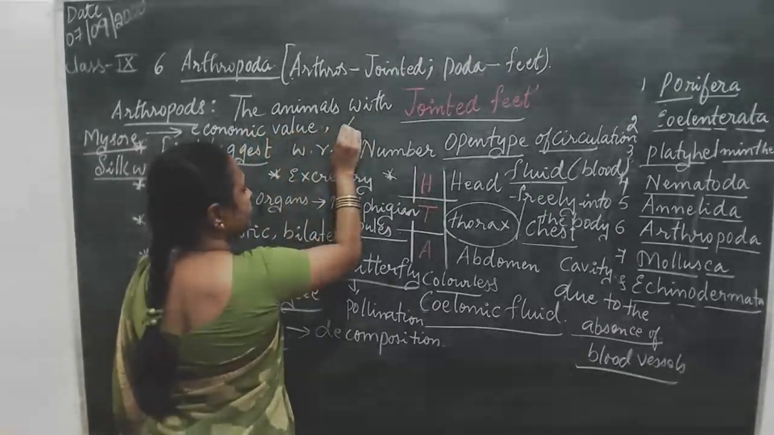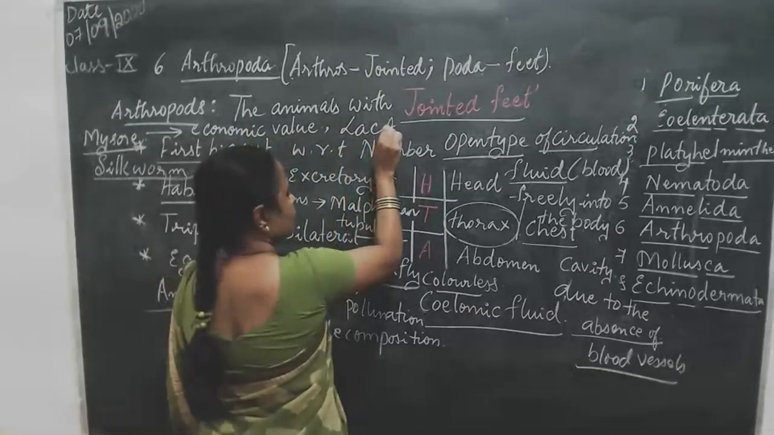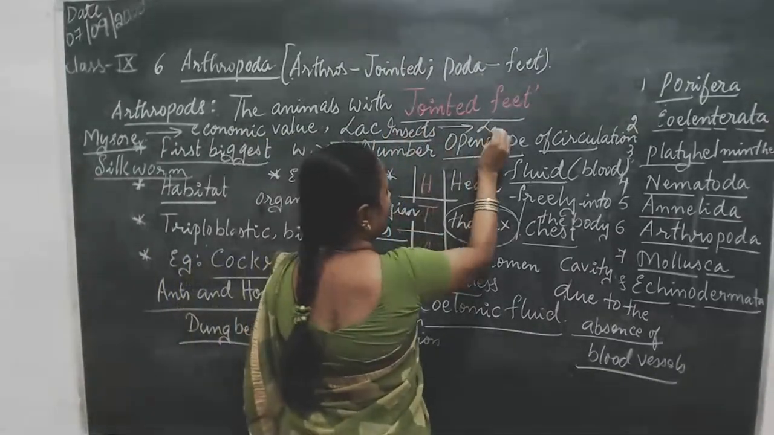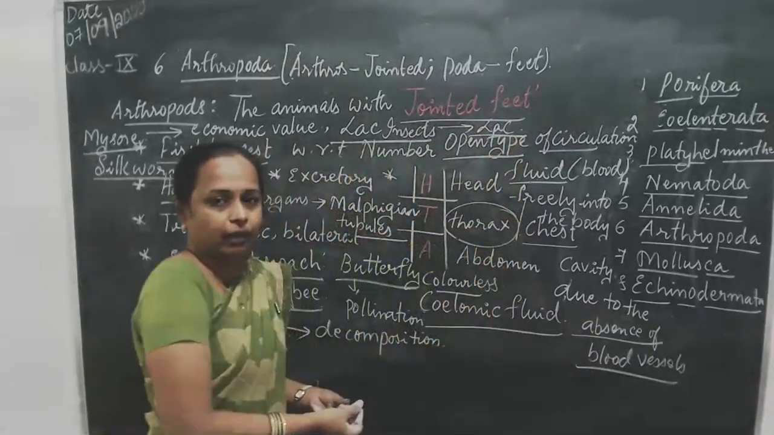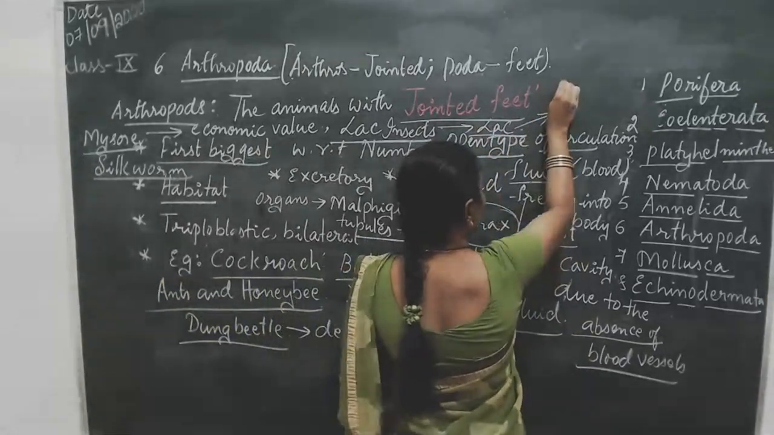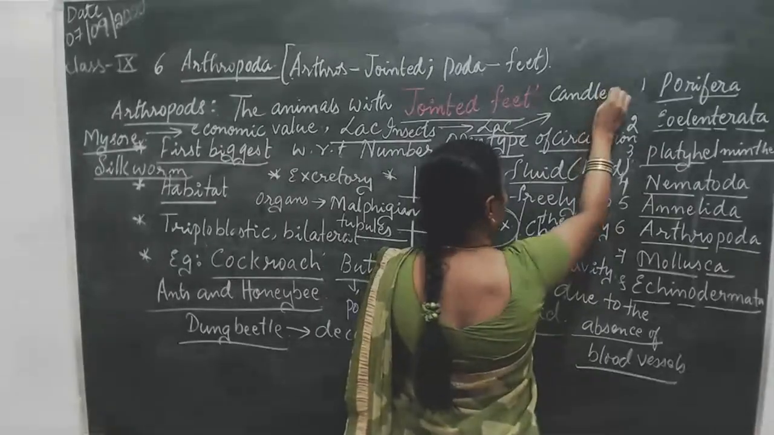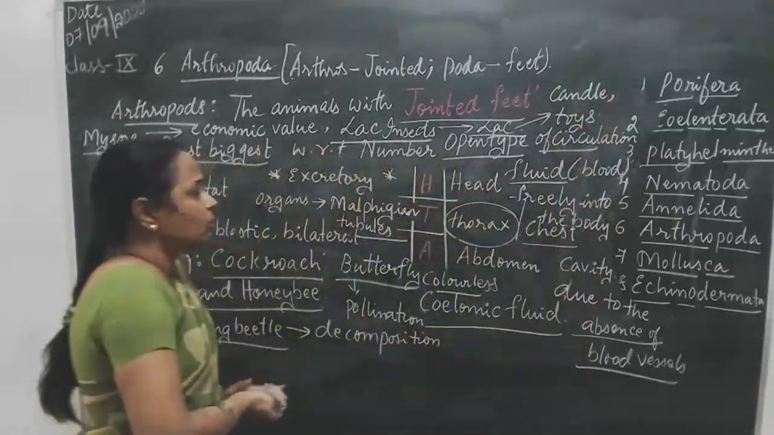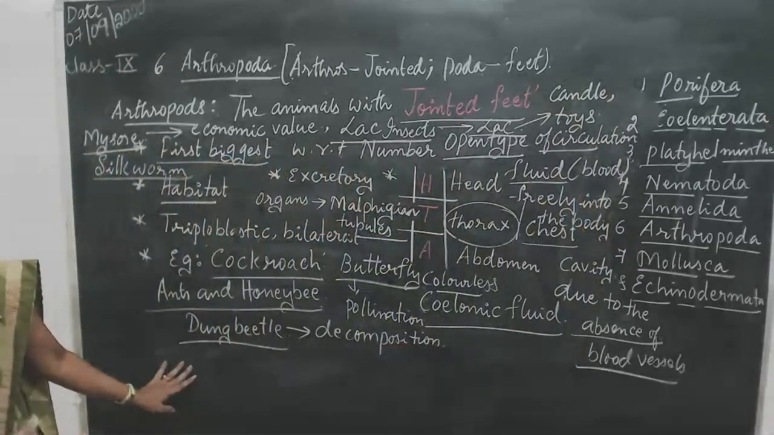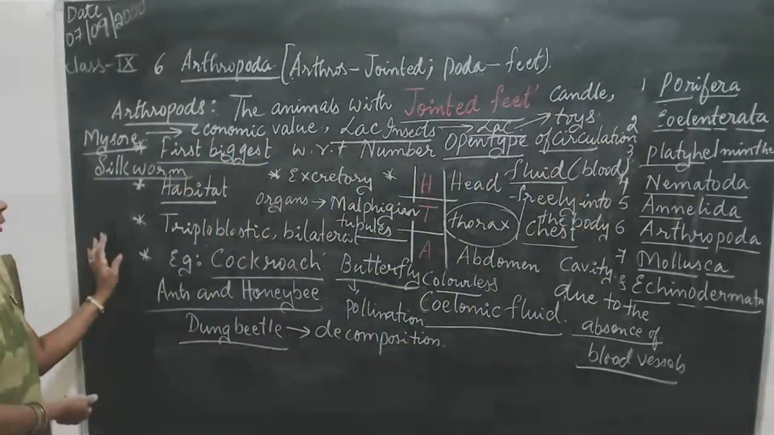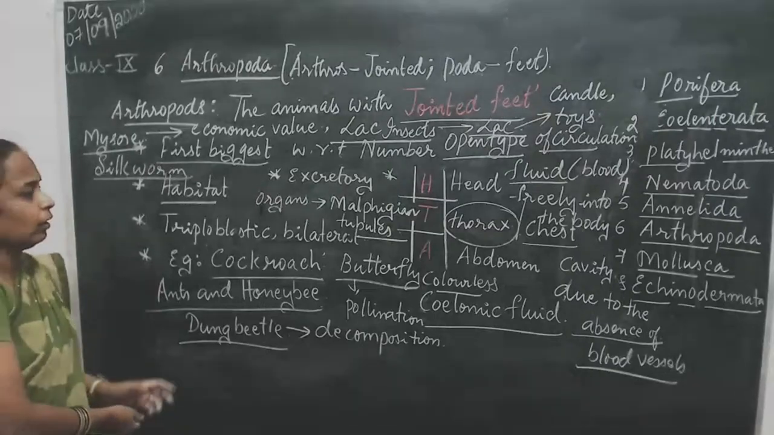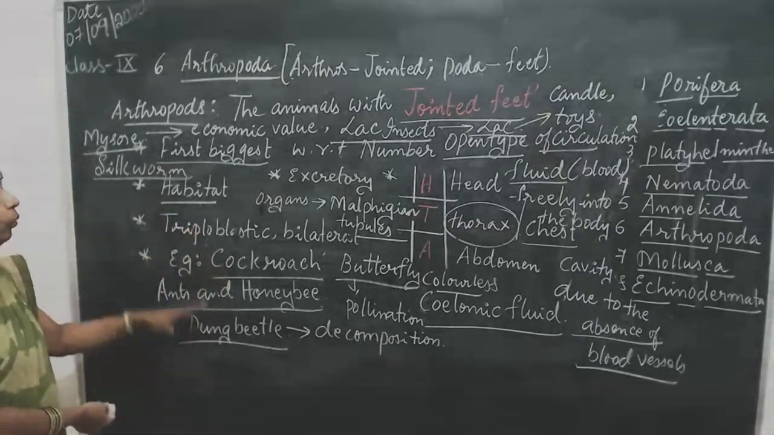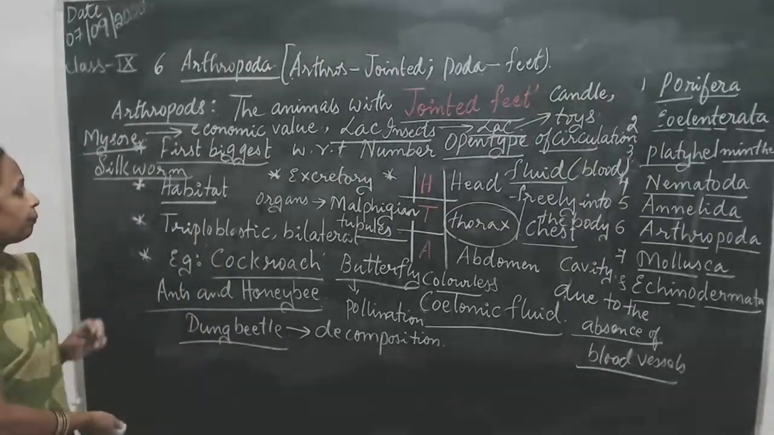Then we have got one more example called lac insects. These lac insects play a very important role in giving a product called lac. And these are usually used for the purpose of making candles, burning candles you can tell. Then lac toys are also available. So when you take the examples belonging to this group, most of the examples are considered very, very important. Though they are considered very small in nature, the contribution they make is very, very special. Okay?